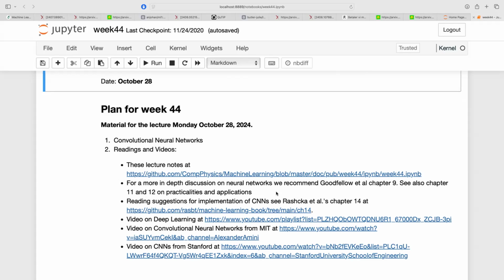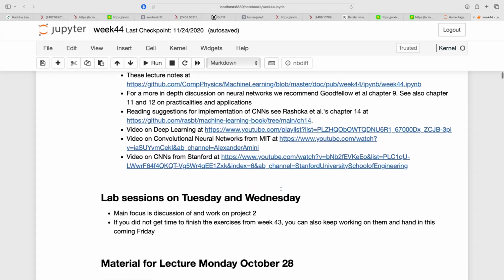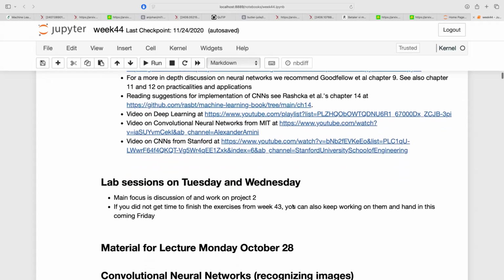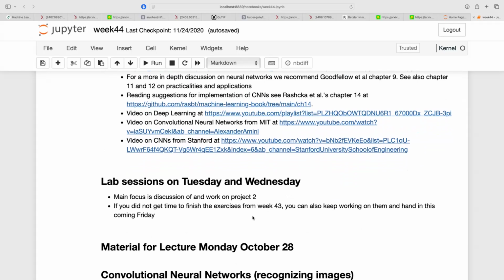So these are background things which are important to think of. When it comes to the lab sessions tomorrow and on Wednesday, we are going to focus only on project number 2. However, if you did not finish the exercises from last week, feel free to keep working on them, and you can hand them in this coming Friday as well.